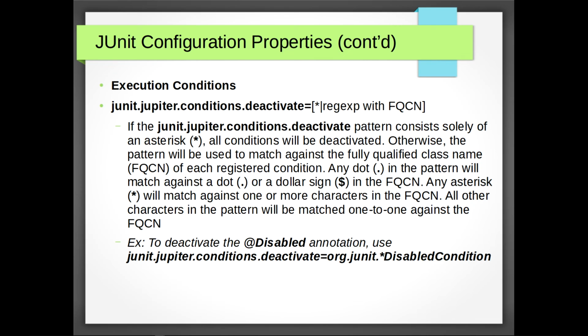Alright, so the next set of configuration properties deals with execution conditions. And the first one of those is junit.jupyter.conditions.deactivate equals either a star or a regular expression with fully qualified class names. And I'm going to give you 30 seconds to write it out.